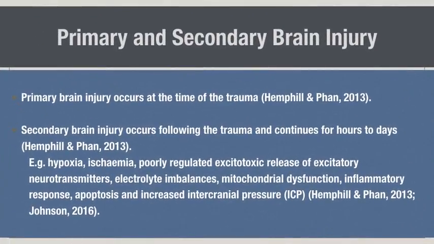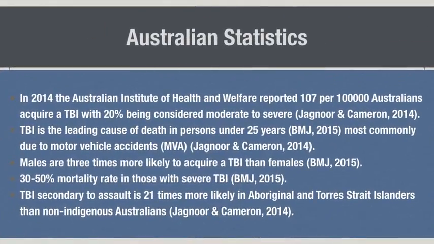Primary brain injury occurs at the time of trauma and includes the previously mentioned injuries. Secondary brain injury occurs following the trauma and continues for hours to days. For example, hypoxia, ischemia, poorly regulated excitotoxic release of excitatory neurotransmitters, electrolyte imbalance, mitochondrial dysfunction, inflammatory response, apoptosis, and increased intracranial pressure.